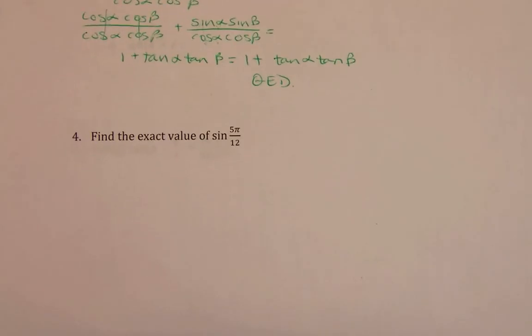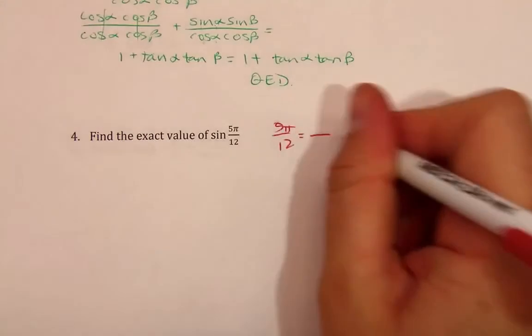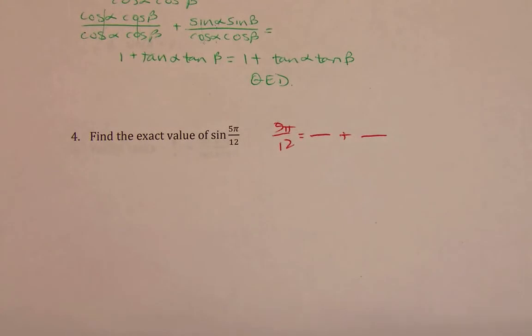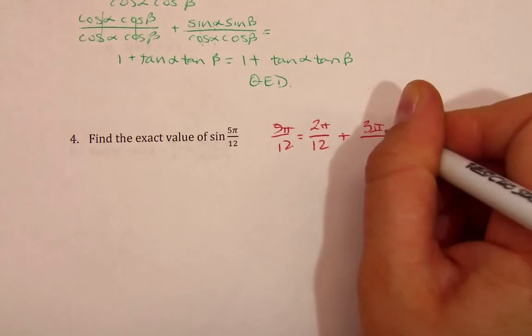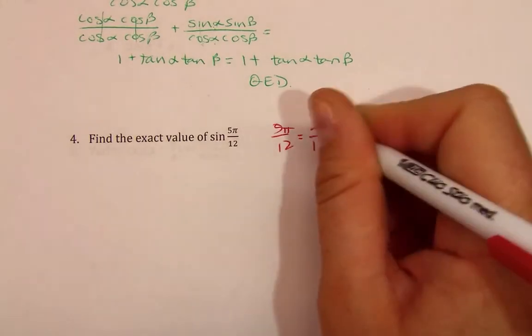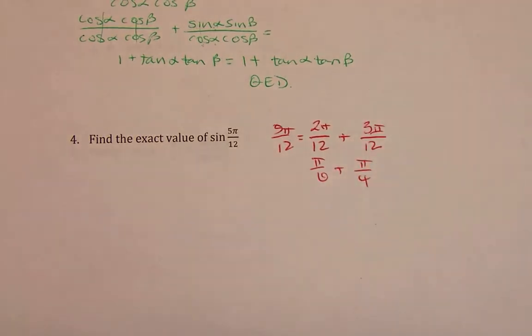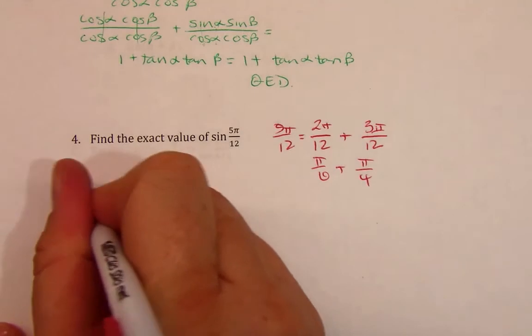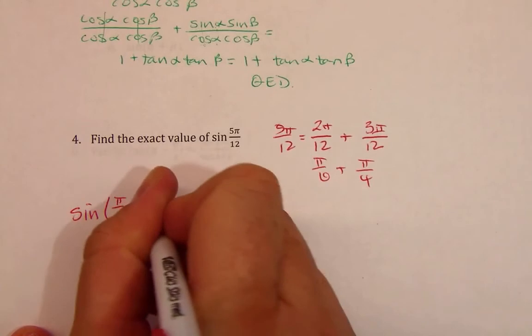Let's go ahead and look at another one where we need to find the exact value, which again means no calculator. So if we want to find the exact value of sine of 5 pi over 12, we need to rewrite that as two angles added together that are angles that we know. So I could do 2 pi over 12 and 3 pi over 12, because that reduces to pi over 6, and that reduces to pi over 4, and we know both of those. So that would be sine of pi over 6 plus pi over 4.